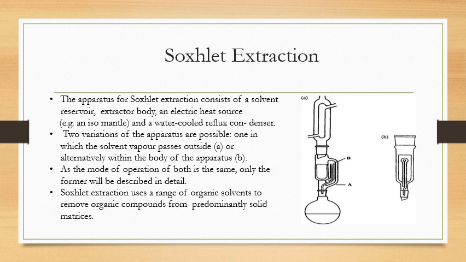Two variations of apparatus are possible. One in which the solvent vapor passes outside, A, or alternatively within the body of the apparatus, B. As the mode of operation of both is the same, only the former will be described in detail. Soxhlet extraction uses a range of organic solvents to remove organic compounds from predominantly solid matrices.